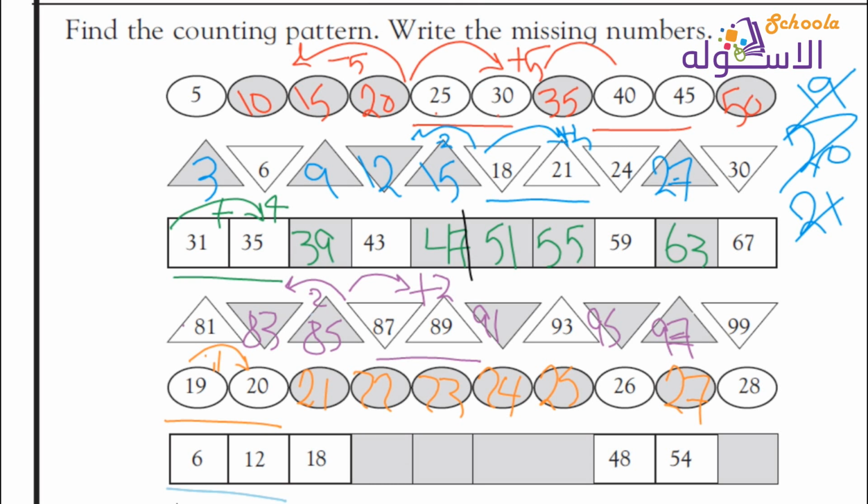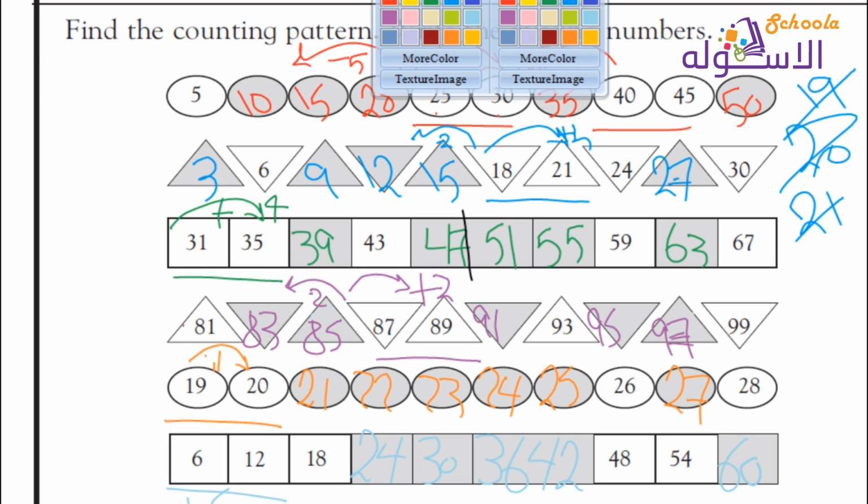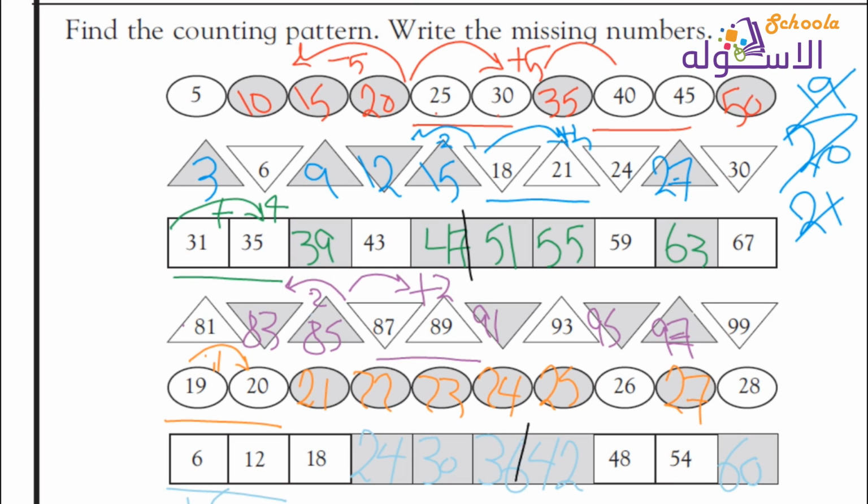Here, 6 become 12, so I'm adding 6. So 6, 12, 18, 24, 30, 36, not 40, 42, 48, 54, and 60. Very nice. And also there is a line in the middle here.